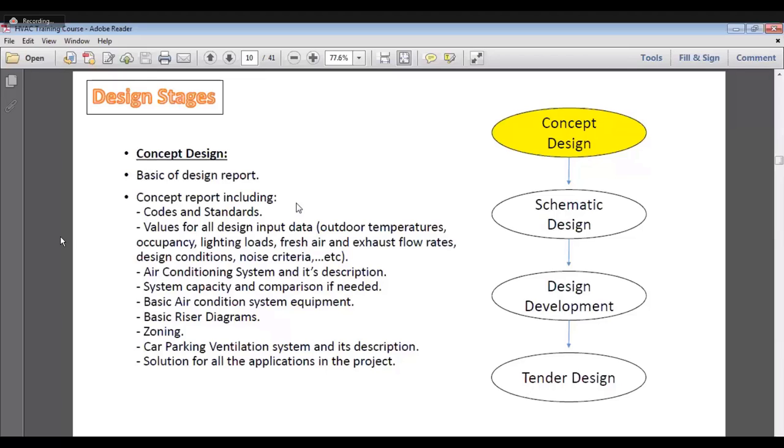Air conditioning systems and their description, whether you will use a chiller, like you said, whether we will use an air handling unit, whether we will use a control unit. Okay. We determine system capacity and comparison if needed in the concept report. We provide riser diagrams like we will learn to do. We provide zoning, and we provide solutions for the project. This is the concept design phase.